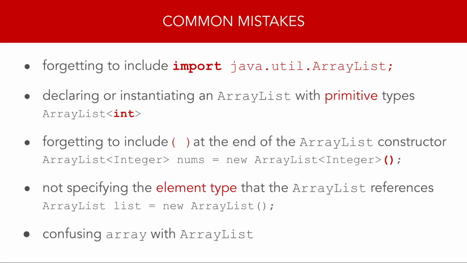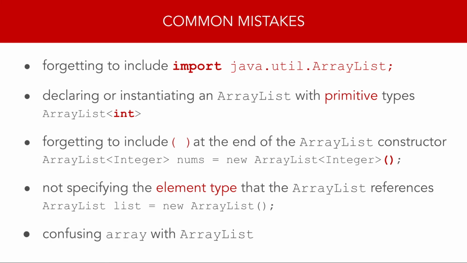Here are some common mistakes. Forgetting to include import java.util.ArrayList when writing code in an IDE. Remember, this is not necessary to write in your FRQ responses. You cannot declare or instantiate an array list with primitive types. Array lists can only store object reference types. Many people forget to include parentheses at the end of the array list constructor when creating a new array list.